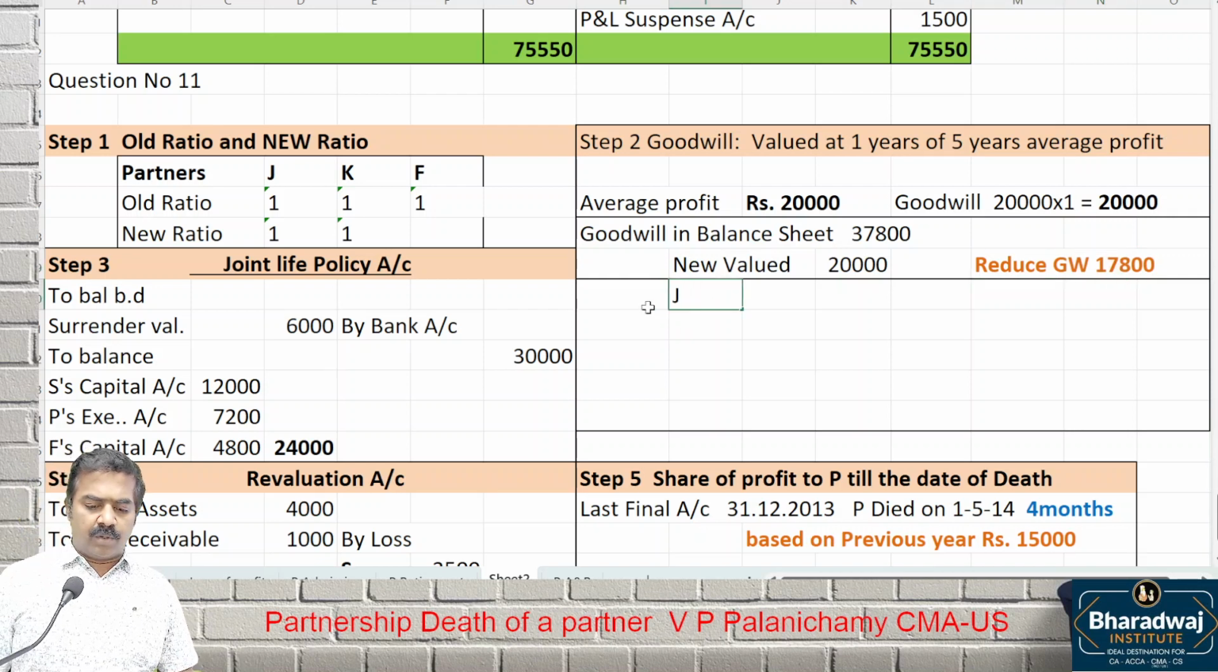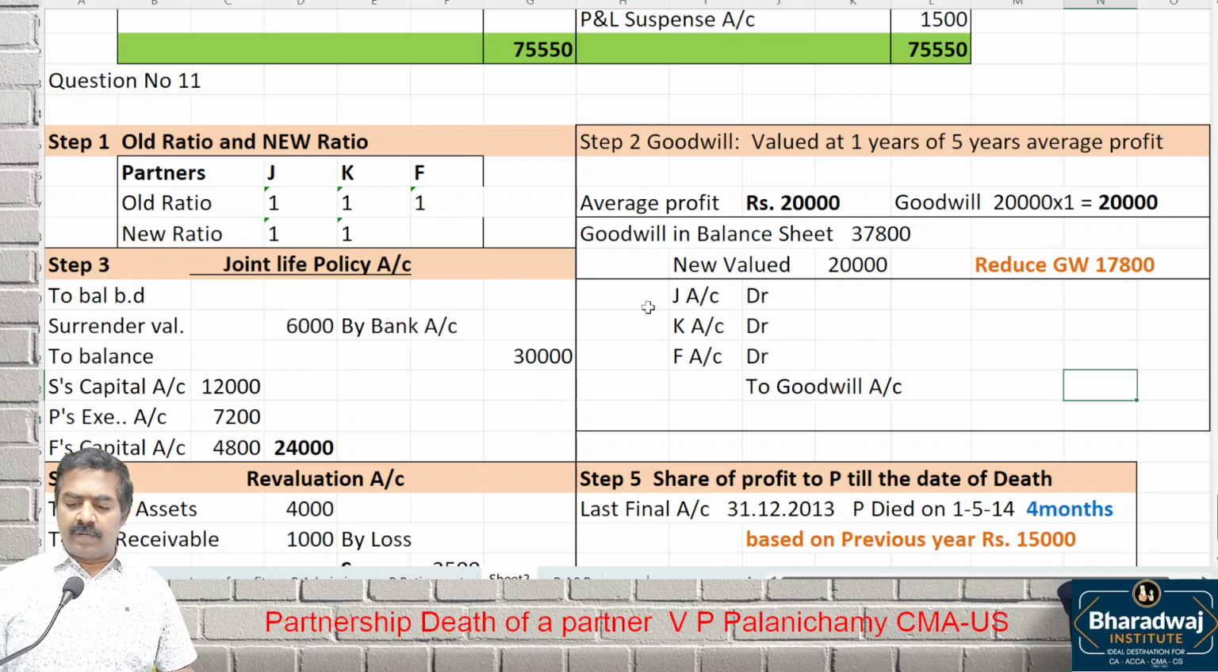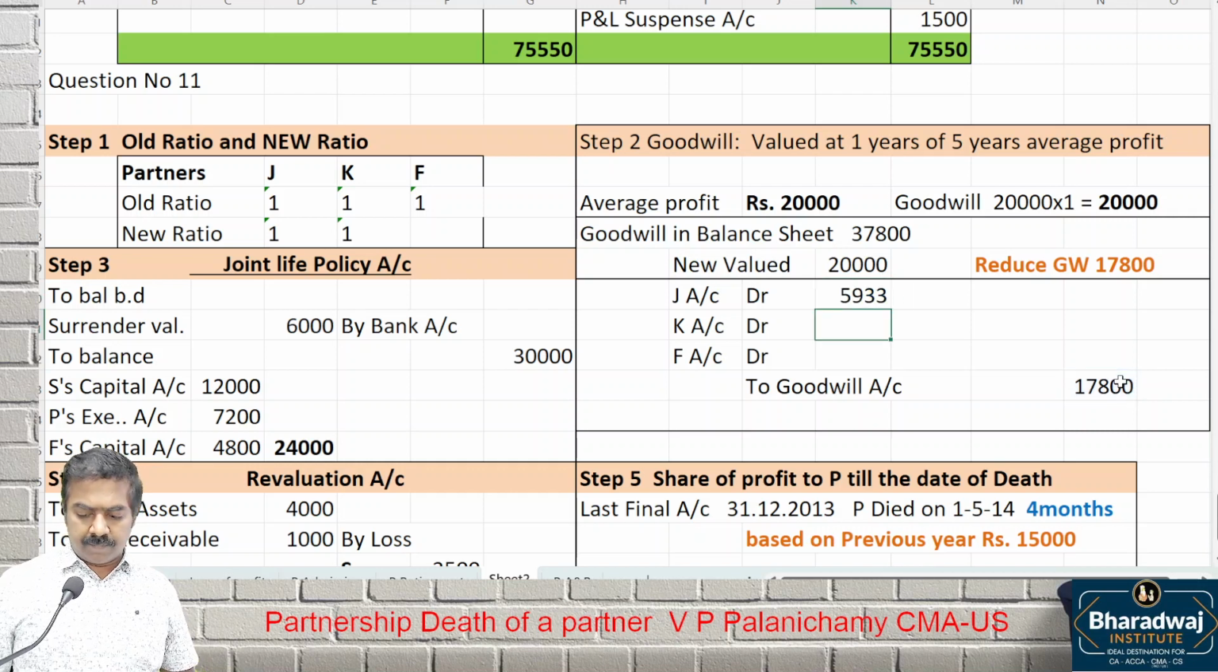J's capital account debit, then K's account debit, F's account debit to which account? Goodwill account. We are reducing the existing goodwill. It is not raised and written off. Existing goodwill itself is written off. So 17,800 divided by 3. For the other partner, maybe a 1 rupee difference will come, add it.